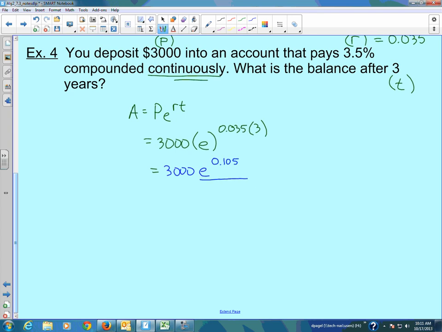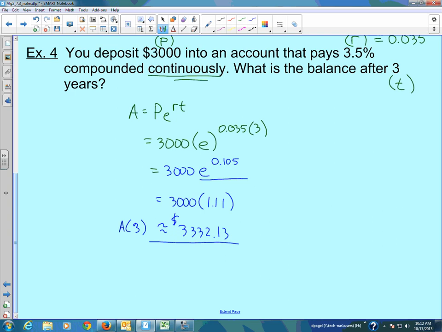And then I'm going to do this piece. So I'm going to do e to that number, and I get 1.11. So now I get 3,000 times 1.11. And then our answer, again, approximation, we're going to the cents here, but $3,332.13 would be my amount after 3 years. So there's our function there. Just letting my money sit for 3 years with that interest, I'm going to have $332 more in my account.